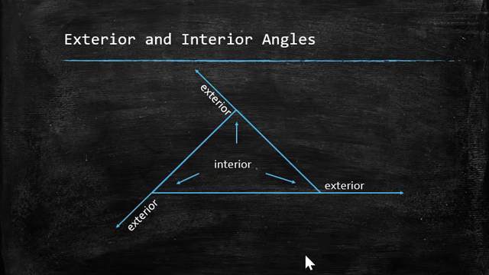For this series, we learned that the exterior angle of a triangle equals the sum of the 2 non-adjacent interior angles. This is described in more depth in the theorem video for this series.